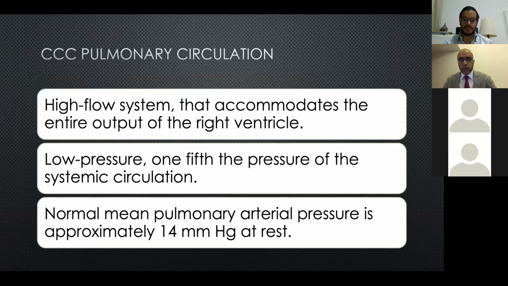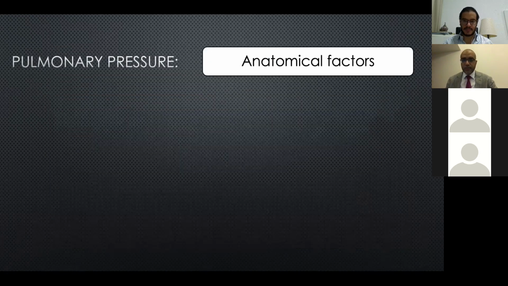As I said before, pulmonary circulation has a very unique characteristic that is a very high flow system circulation that accommodate almost all the blood pumped from the right pump or right ventricle. But this pumping or high flow action is accompanied by low pressure. Almost it's kept as 1/5 of the systemic blood pressure, usually maintained at the level of 14 millimeter mercury at rest. And actually this important low blood pressure maintained the pulmonary circulation, maintain 2 different physiological and anatomical factors.